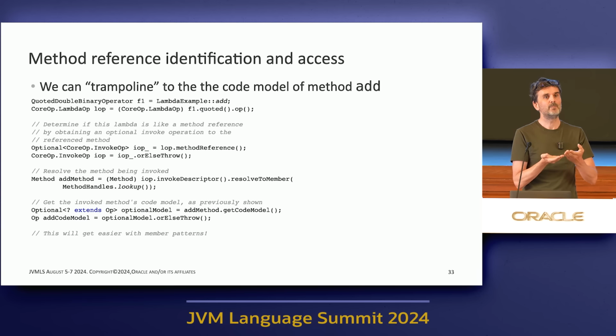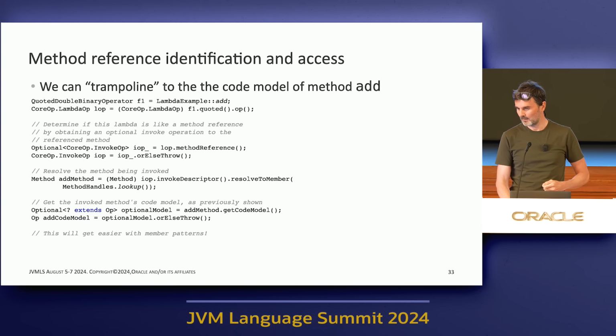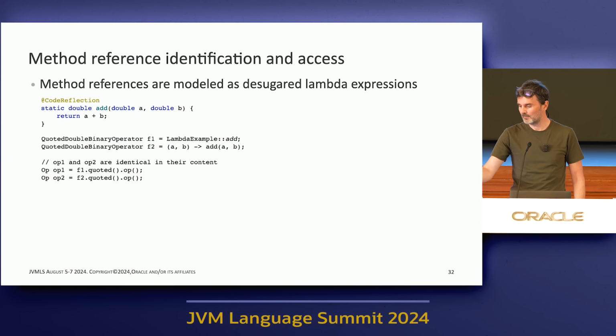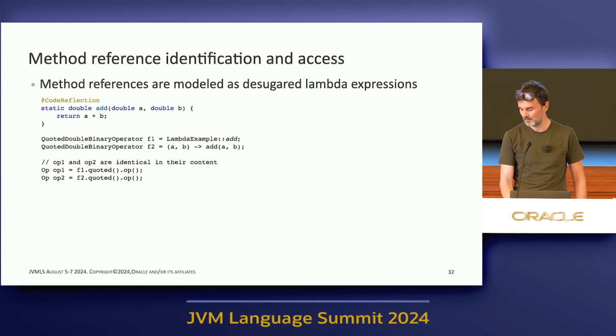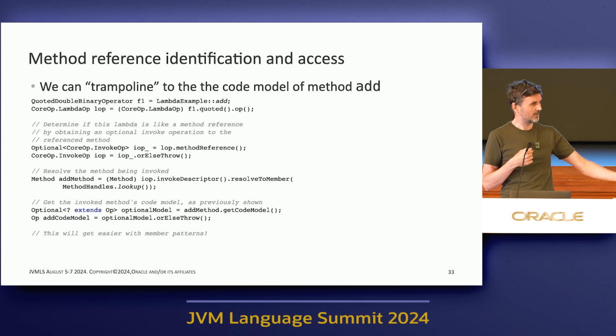So if we have a method reference here, we've got a call to a method. What if, as I show here, we're reflecting over double, the add method adding two doubles. The lambda method reference is not going to return the code model of the add method. It's going to return a code model that calls the add method. So what if we want to trampoline to the add code model itself?